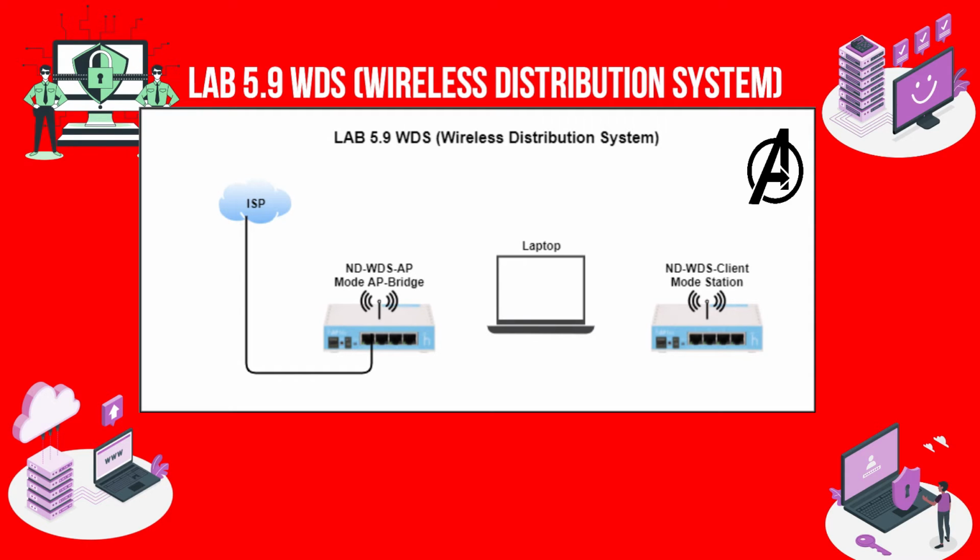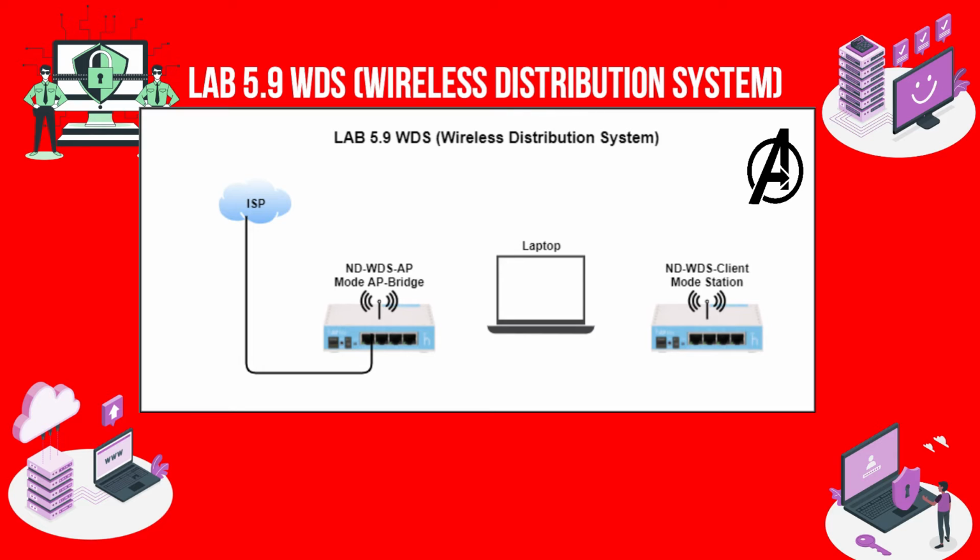So today we learn about Lab 5.9, WDS or Wireless Distribution System. WDS has a function to extend the wireless network with another network, where we make one router run as an access point and the other router run as a station. Both routers use the same wireless configuration.